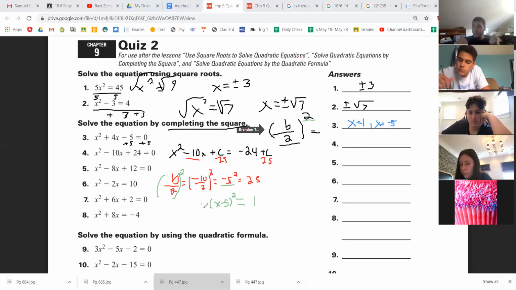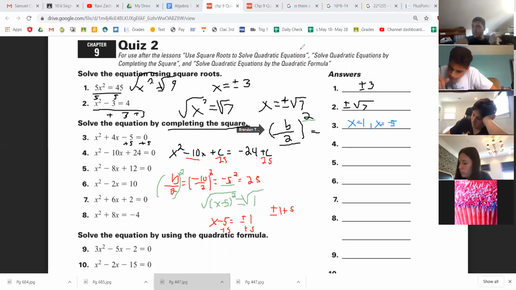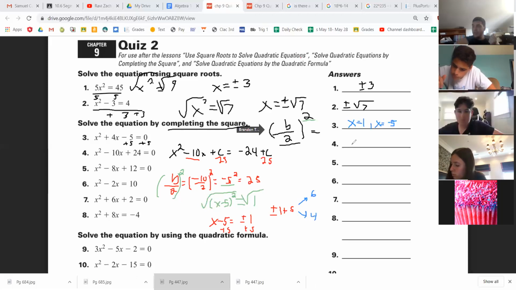So, square root both sides. Now we're going to finish off the algebra. X minus 5 equals plus or minus 1. We're going to add 5 on both sides. Plus or minus 1 plus 5. I have to do both. So 1 plus 5 is 6, and -1 plus 5 is 4. So your answer is x equals 6, x equals 4. Positive 1 and then a -1, okay?